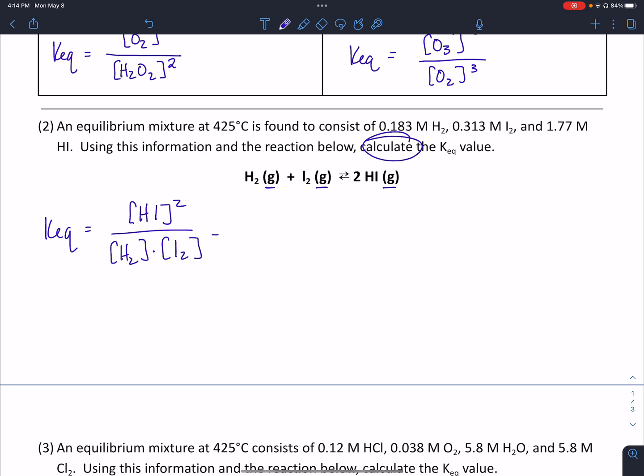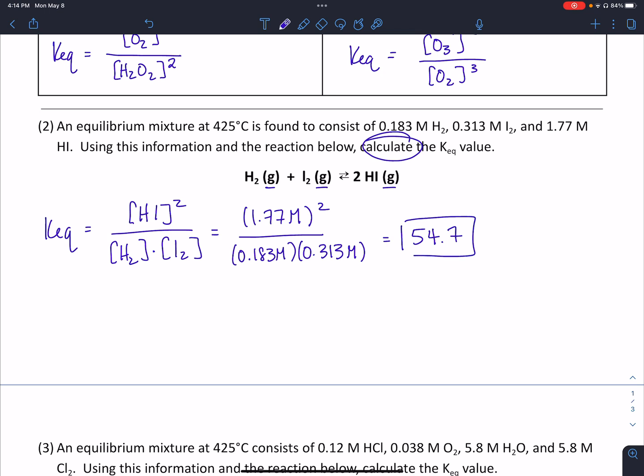All right, now we're going to plug our values in. Up top, 1.77 molar squared divided by 0.183 molar times 0.313 molar. All right, so we've got all our molarity values in. We have our square up top to match the coefficient, and then we're going to multiply the two below, plug everything into our calculator, and we find that our KEQ for this reaction is 54.7.